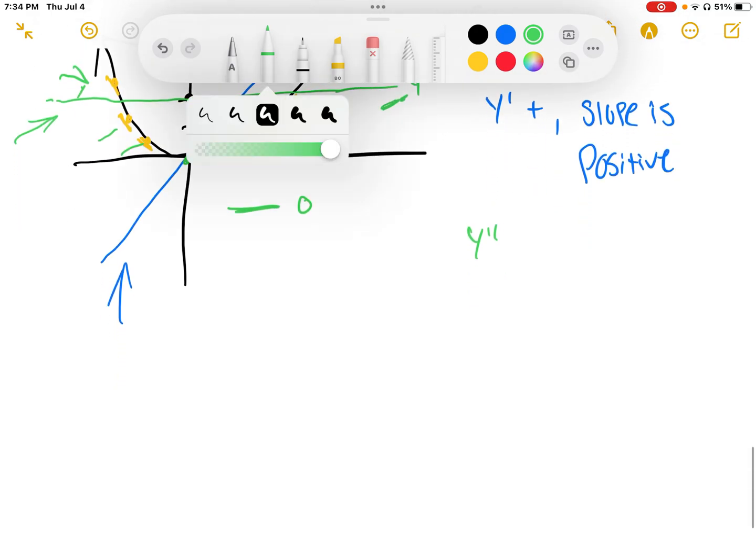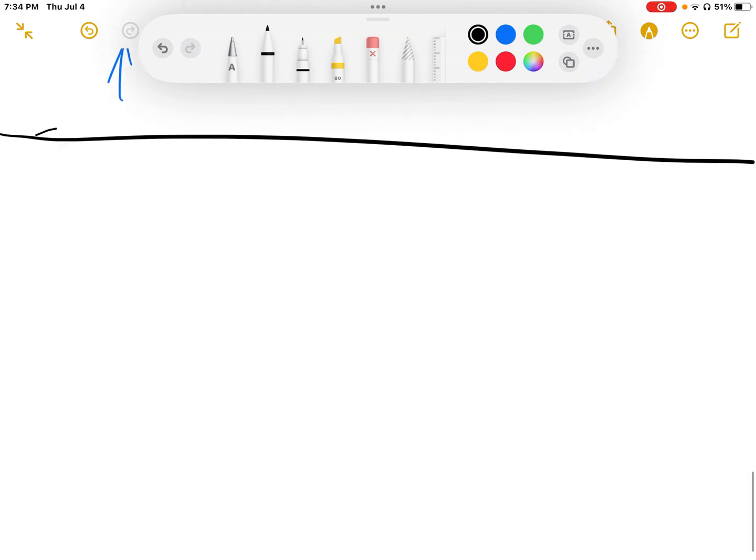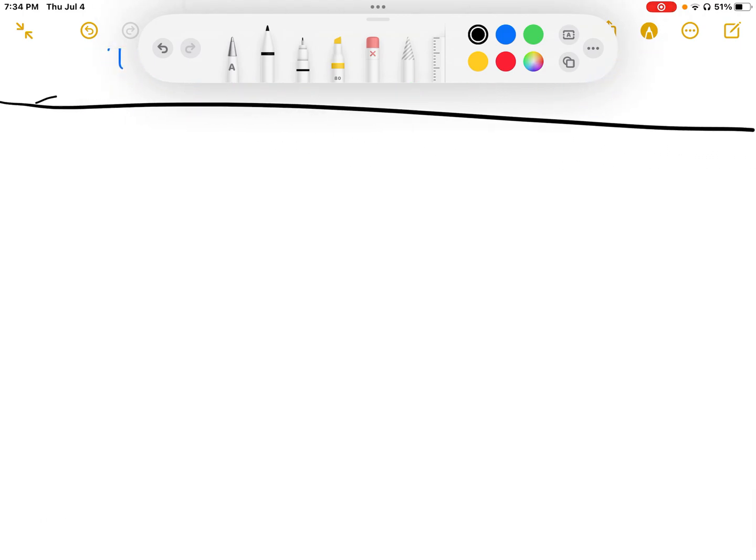Okay, so now we will look at something called the product rule. This will probably be the last thing I talk about in this video. The product rule.